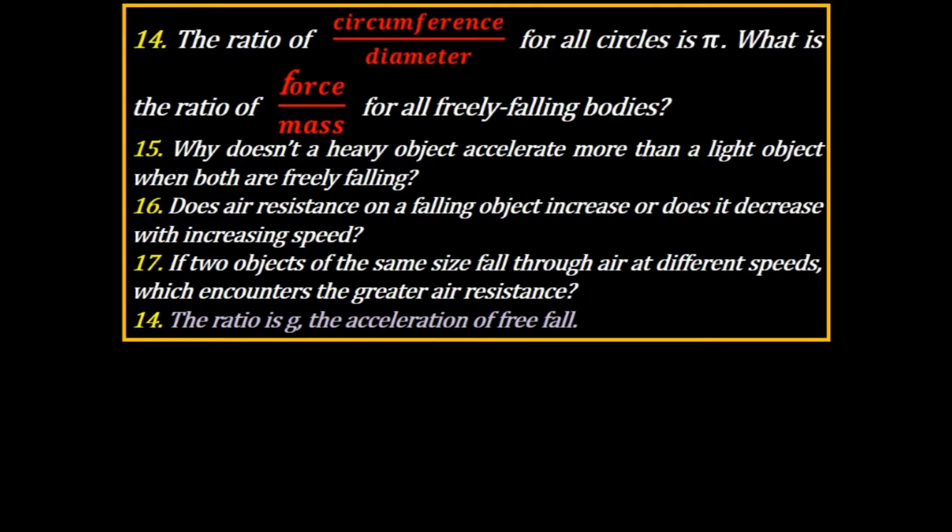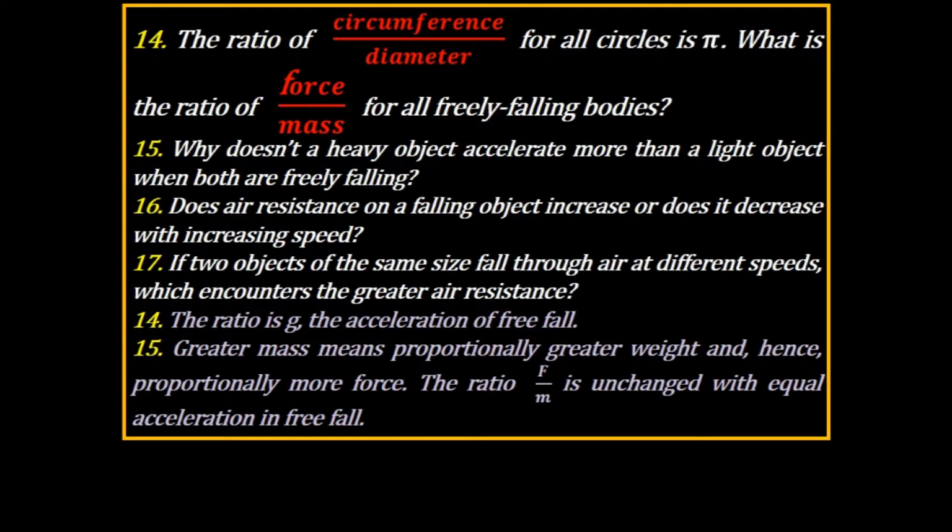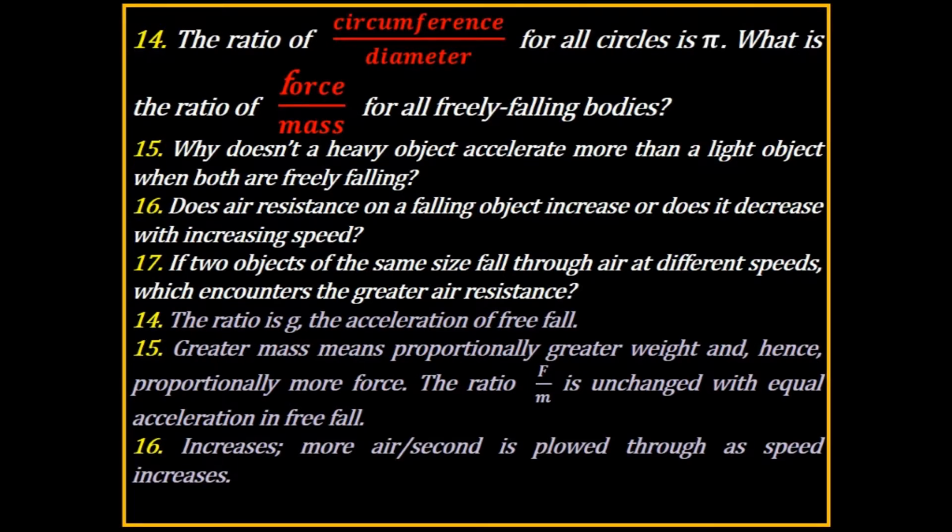Why doesn't a heavy object accelerate more than a light object when both are freely falling? Because the mass and the force are proportional to one another. There's a direct relationship between the two. So you would say greater mass means proportionally greater weight, and hence proportionally more force. The ratio F/M is unchanged, with equal accelerations in free fall. In other words, if you're on the same planet or at the same elevation on the same planet, the ratio of F to M will be the same regardless.